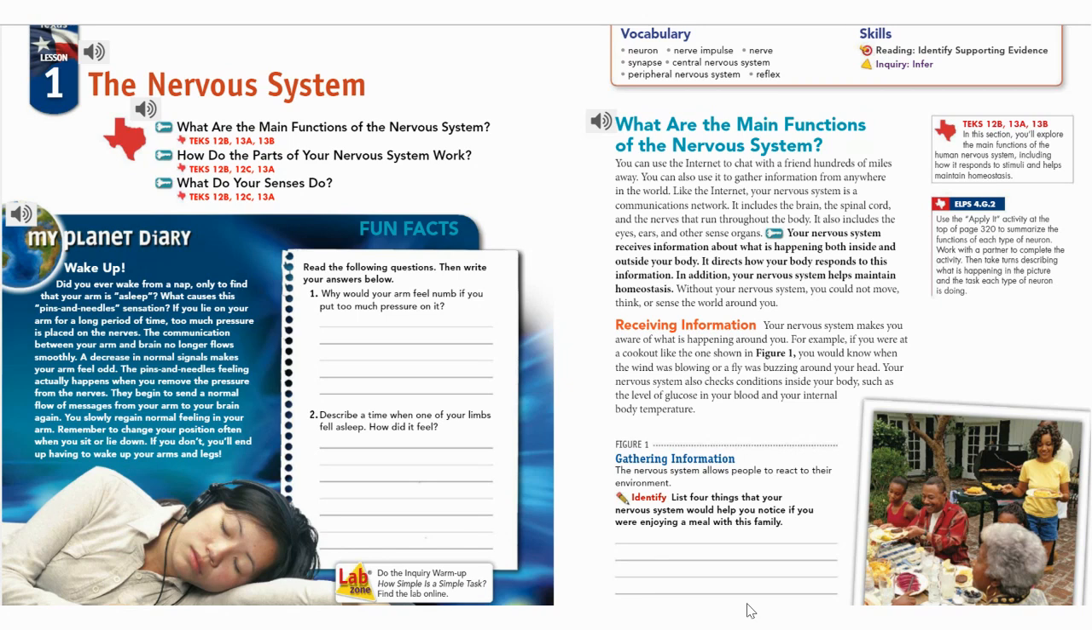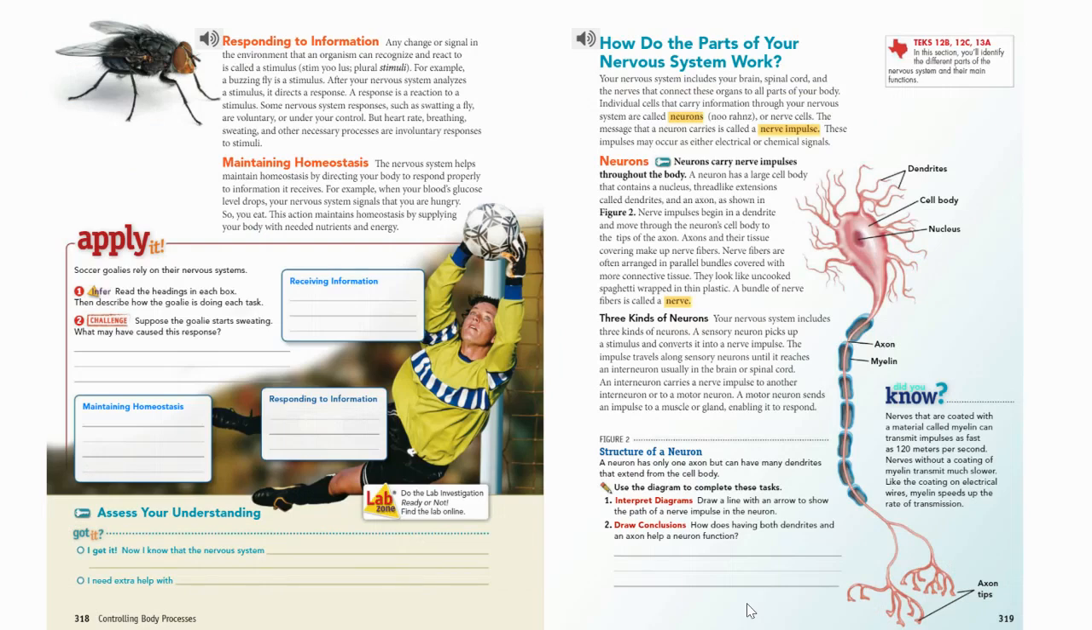The pins and needles feeling actually happens when you remove the pressure from the nerves. Then they begin to send a normal flow of messages from your arm to your brain. You slowly regain that feeling in your arm. Remember, change your position often when you sit or lie down. If you don't, you'll end up having to wake up your arms and your legs. And so all of that is controlled by our nervous system.